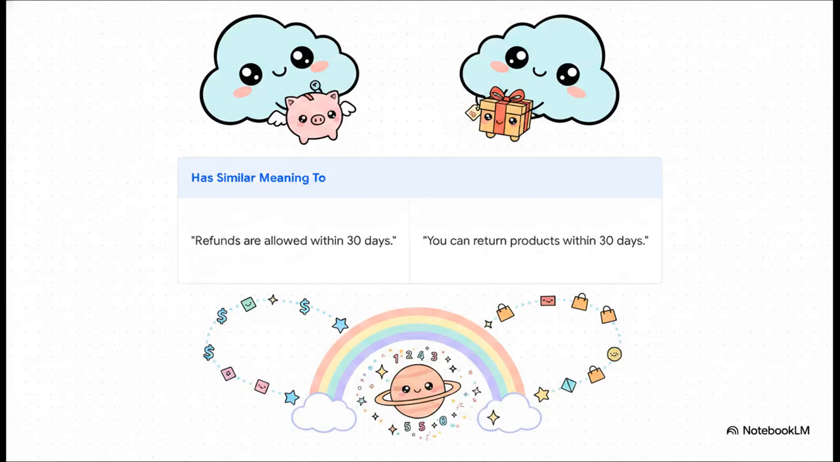Okay, look at these 2 sentences. One says, "Refunds are allowed within 30 days." The other says, "You can return products within 30 days." Now, you and I know they mean the exact same thing, but the words themselves are totally different. An embedding model is smart enough to turn both of these sentences into number vectors that are mathematically super close to each other. That's how the machine gets it.